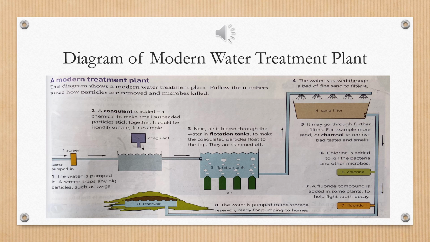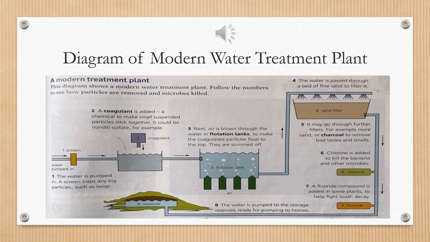Then at the third stage, air is blown through the water in the flotation tank to make the coagulated particles float on the top. They are skimmed off. Skimmed off means they are removed away, and then it is sent to the fourth stage where the water is passed through a bed of fine sand to filter it. Then it is sent to the fifth step.